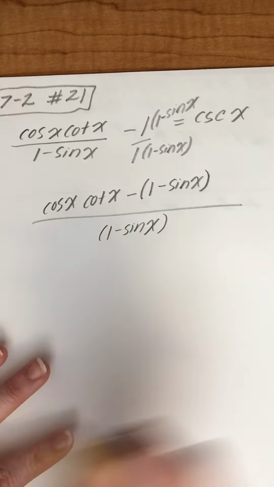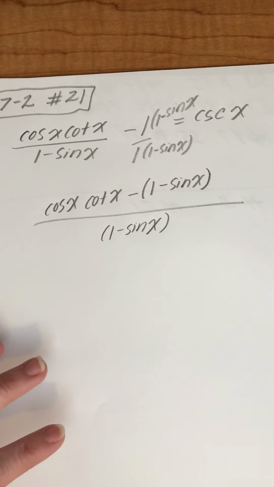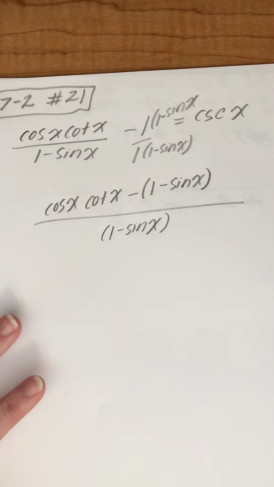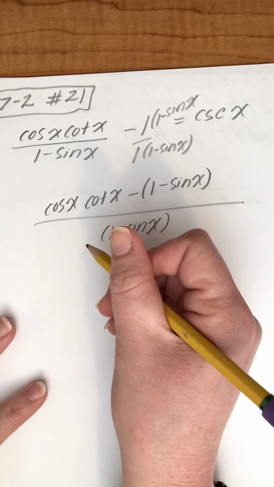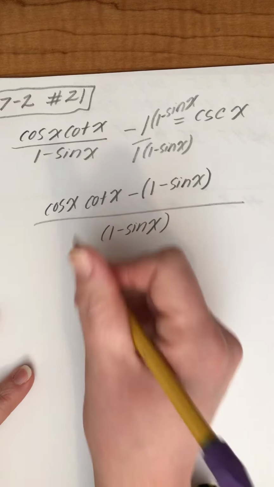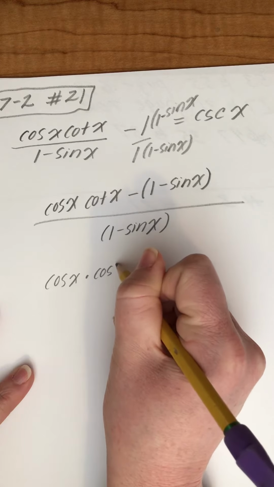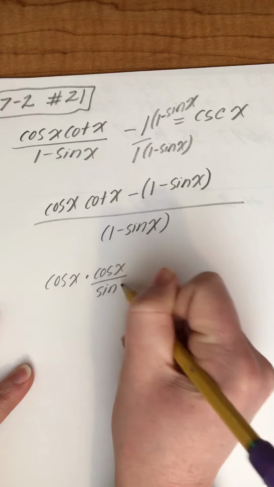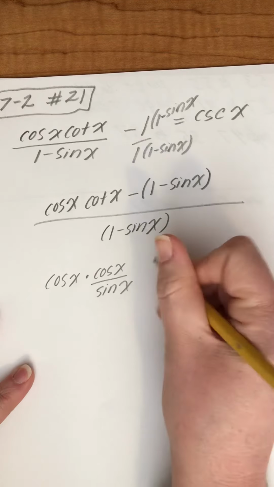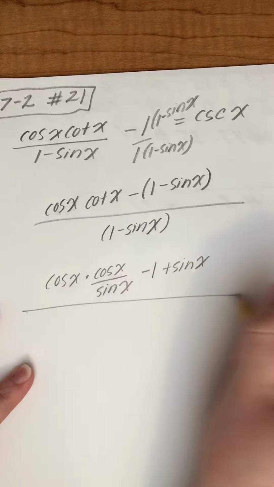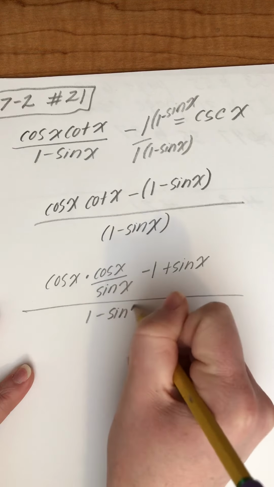All right, so now from there, I'm going to go ahead and see what cotangent is. Remember, tangent is sine over cosine. Therefore, cotangent is cosine over sine. So now we're looking at cosine of x times cosine of x over sine of x. Let's just distribute that negative through, minus 1 plus sine of x. And that's all over 1 minus sine of x.